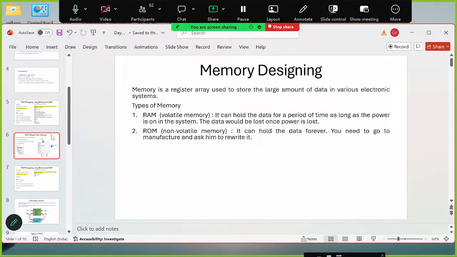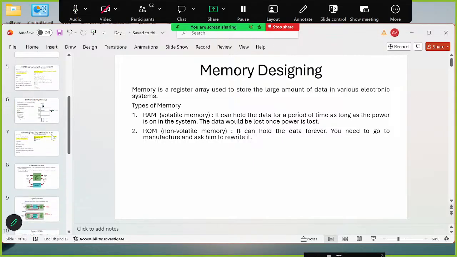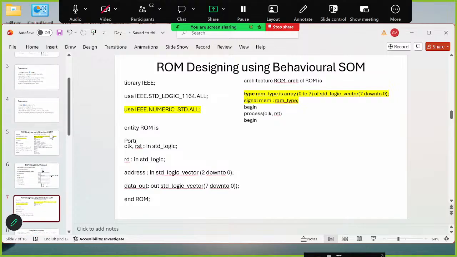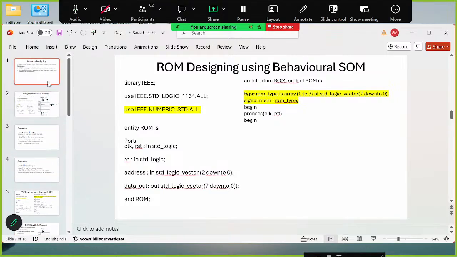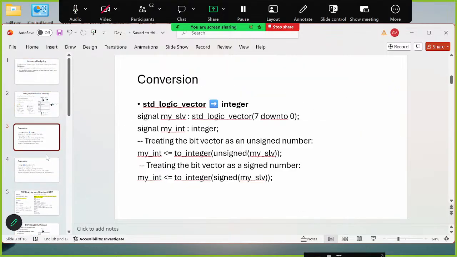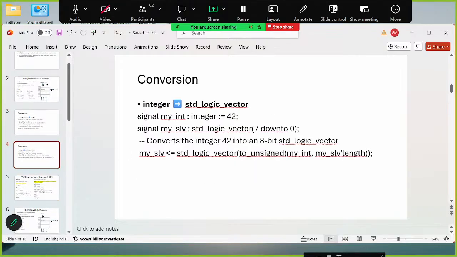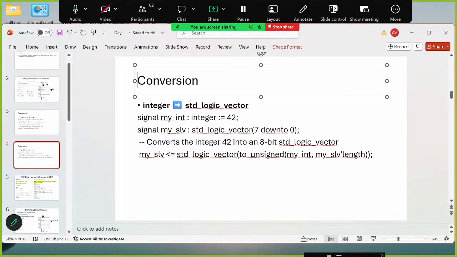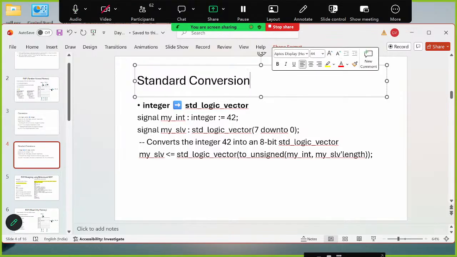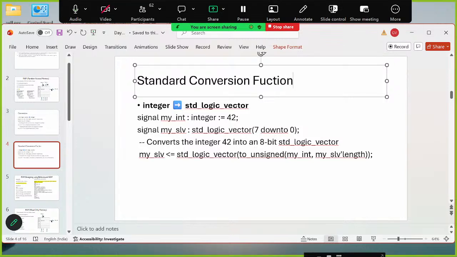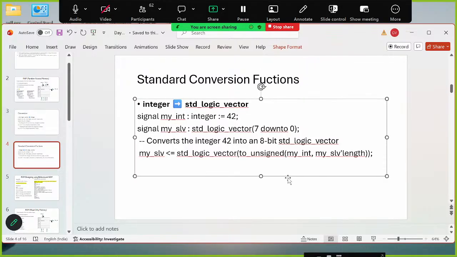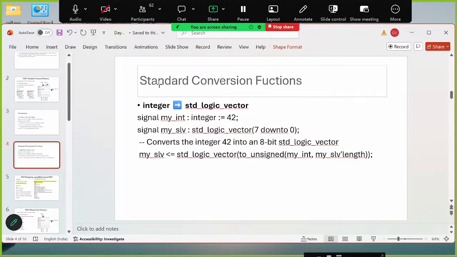So this is the topic of memory designing. A small topic but an interesting topic, right? And we have also understood about the standard conversion functions. These are the standard conversion functions available in VHDL. This is an example to show you.